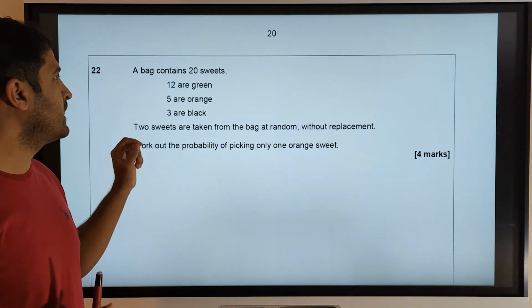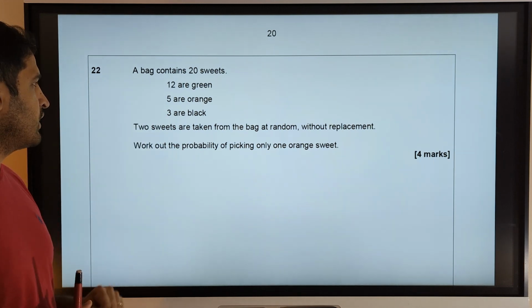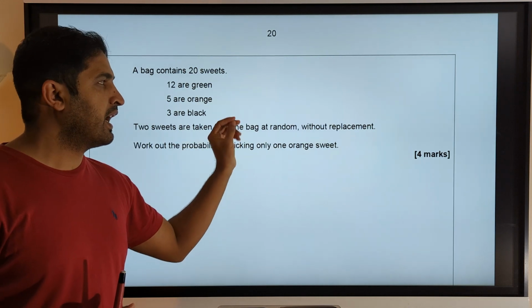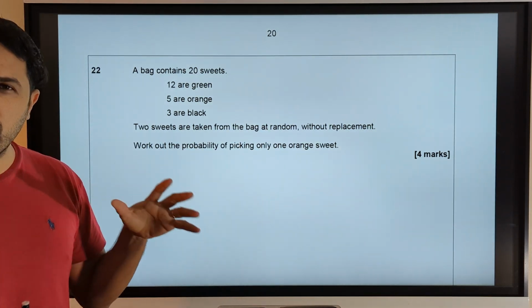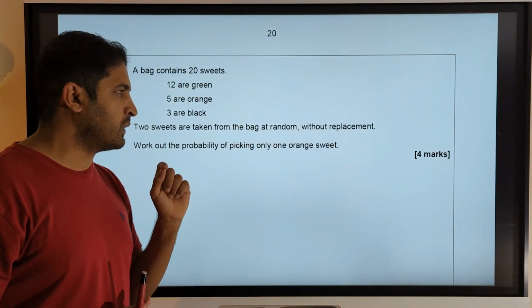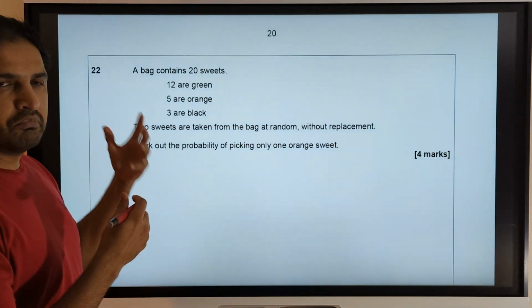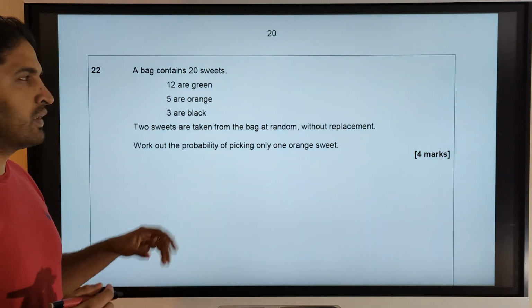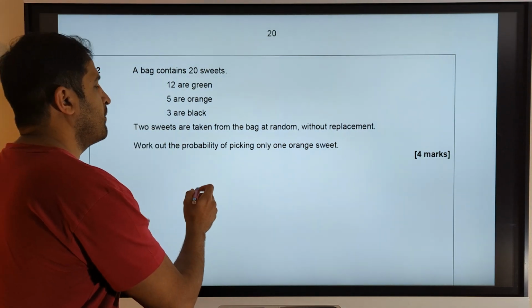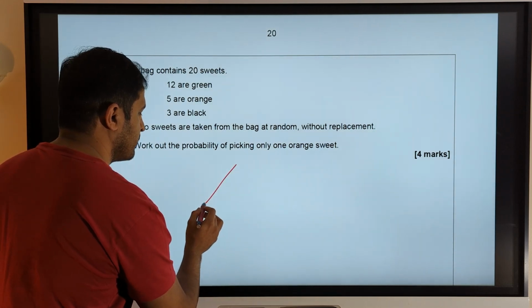A bag contained 20 sweets: 12 green, 5 orange, and 3 black. 2 sweets are taken from the bag at random without replacement. So you're not replacing it. Work out the probability of picking only 1 orange sweet. So there are different probabilities at every stage. We're picking 2 sweets at random, so we can do a probability tree diagram very quickly.